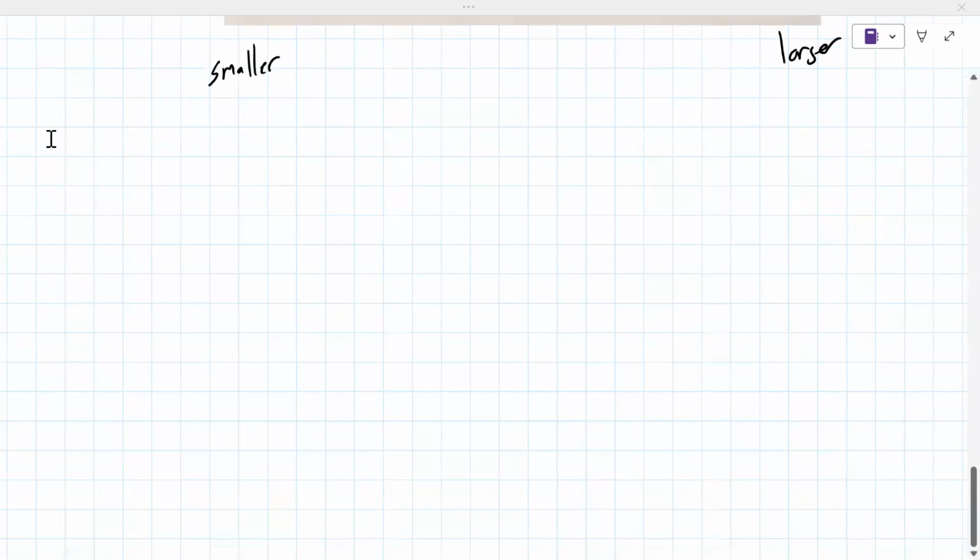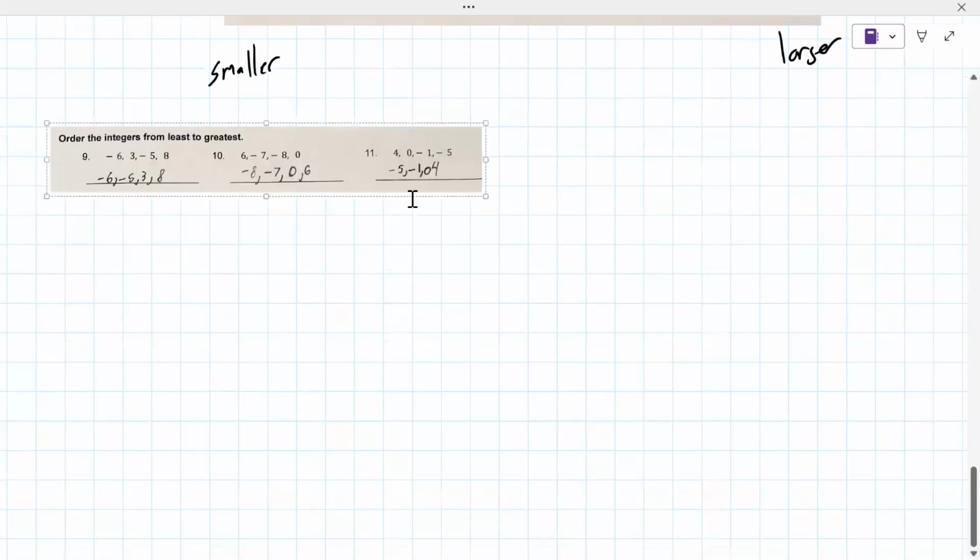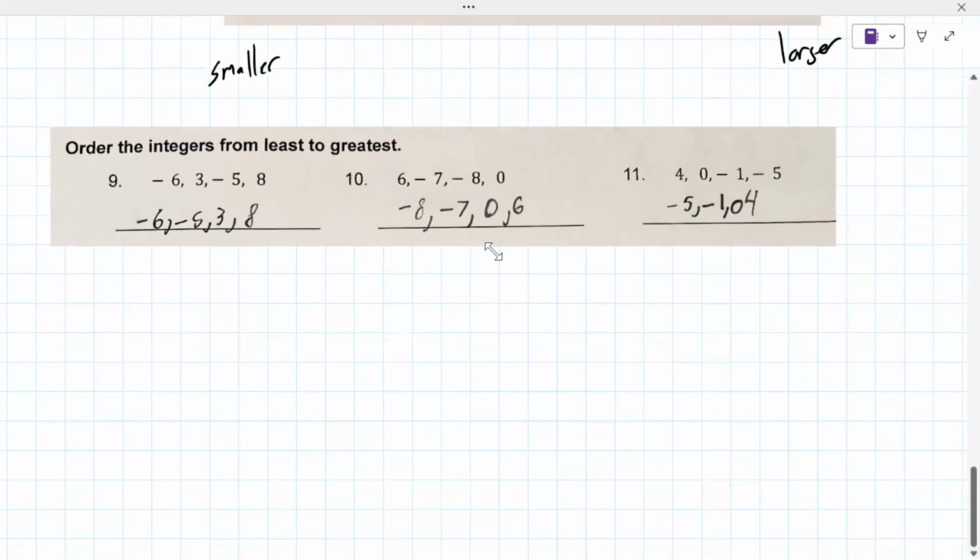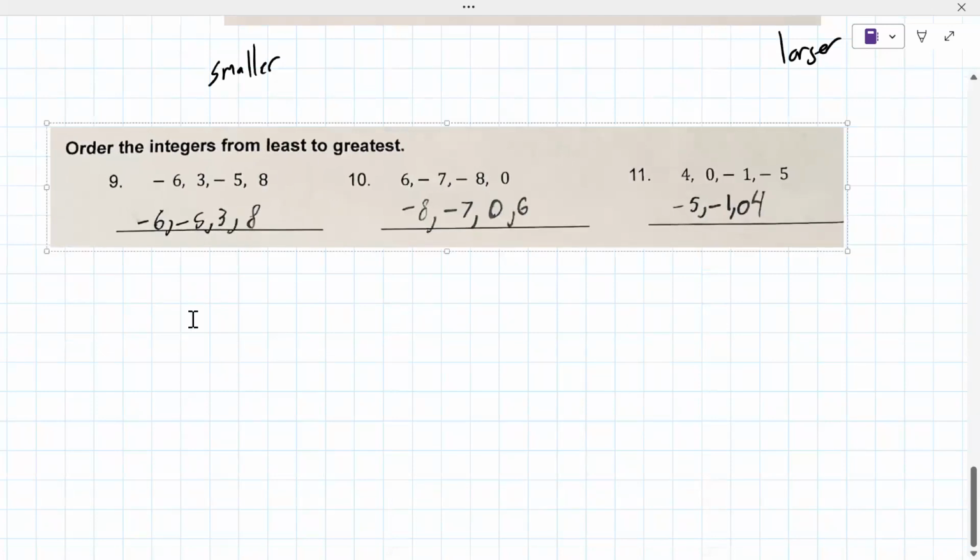Ordering is very important. I get students taking more advanced classes who can't put stuff in order. We've got a problem here. That looks good, looks good. Sometimes it's easier when you have more numbers. That looks good as well.